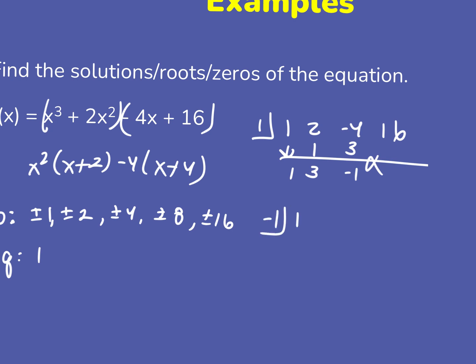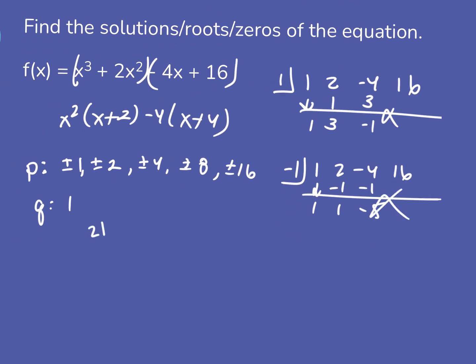So negative 1. I have 1, 2, negative 4, 16. 1 times negative 1 is negative 1. 2 minus 1 is 1. This is negative 1, negative 5. Is this one going to work? No? Okay. Try 2. Adam, are you with me? 1, 2, negative 4, 16. So bring down my 1. This is 2, 4. 4 times 2 is 8. This is 4. Is this going to work? No? Okay. Try negative 2.